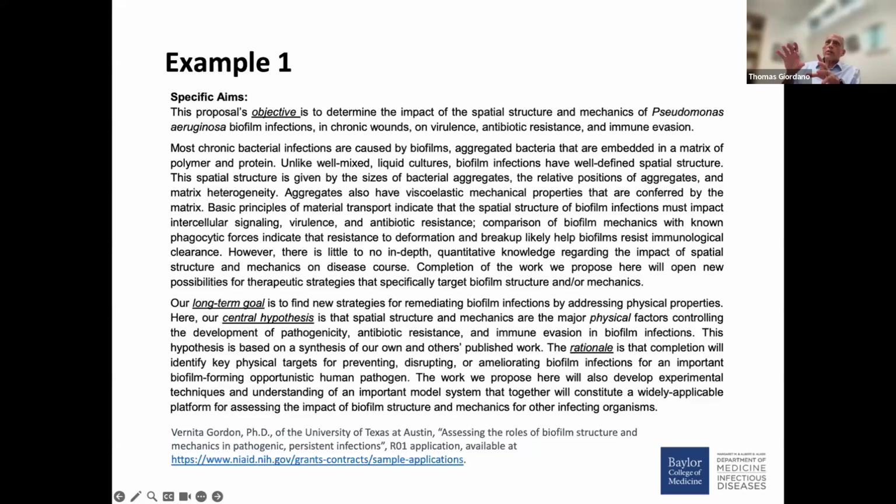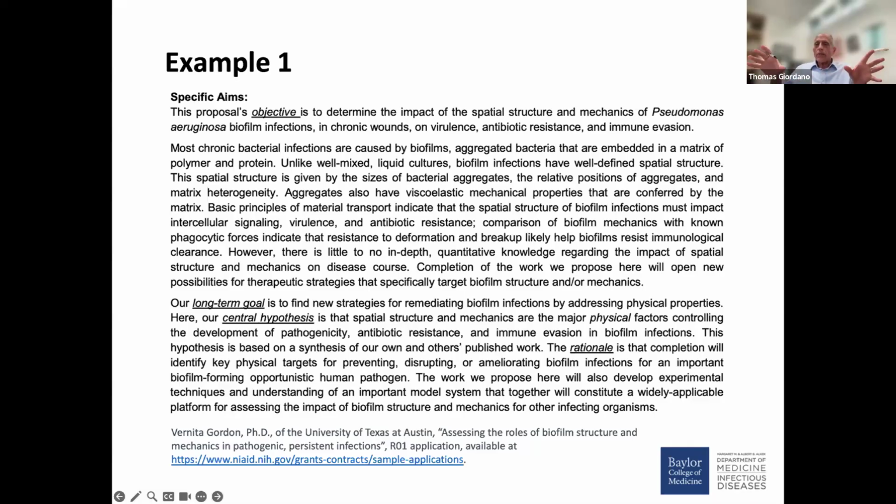Unlike well-mixed liquid cultures, biofilm infections have well-defined spatial structure. The spatial structure is given by the sizes of bacterial aggregates and their relative position, and they have these properties that are conferred by the matrix. Basic principles of material transport indicate that the spatial structure of biofilm infections must impact intracellular signaling, virulence, and antibiotic resistance. And here's some preliminary data coming out. However, there is little to no in-depth quantitative knowledge regarding the impact of spatial structure and mechanics on disease course.